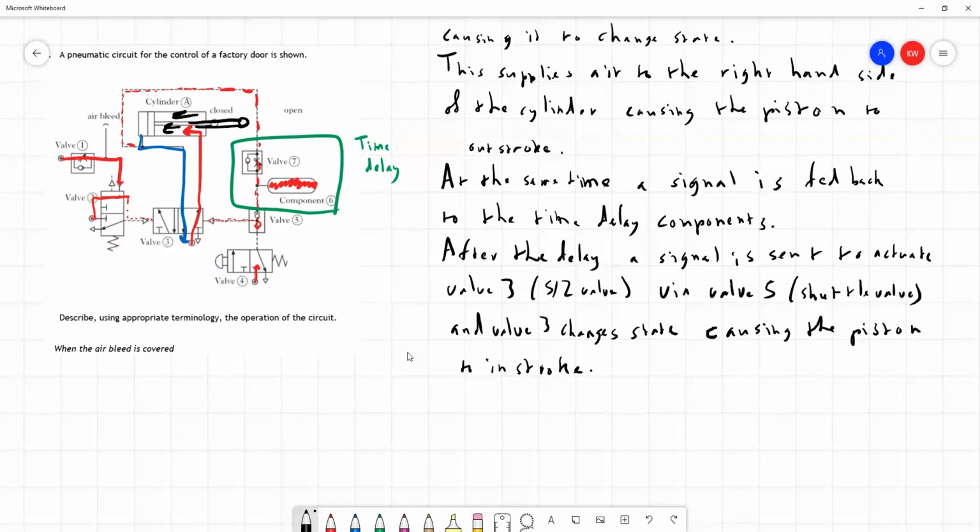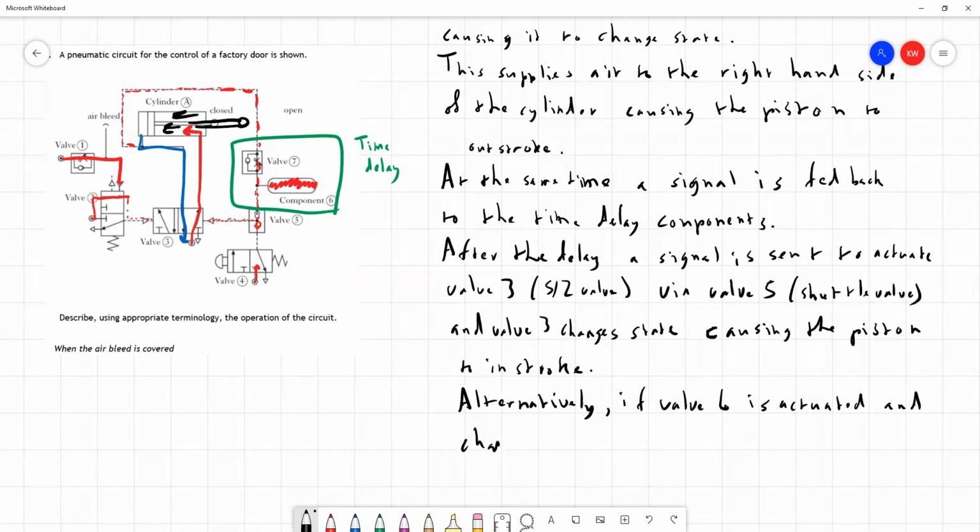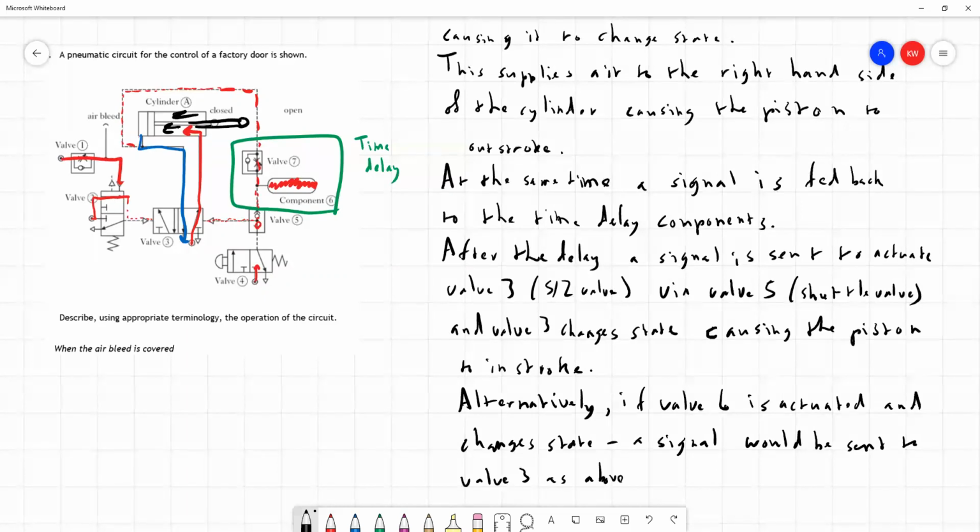One final thing to say, and I'll tidy this up again, which is alternatively, if valve 4 is actuated and changes state, a signal would be sent to valve 3 as above, also causing the piston to instroke.